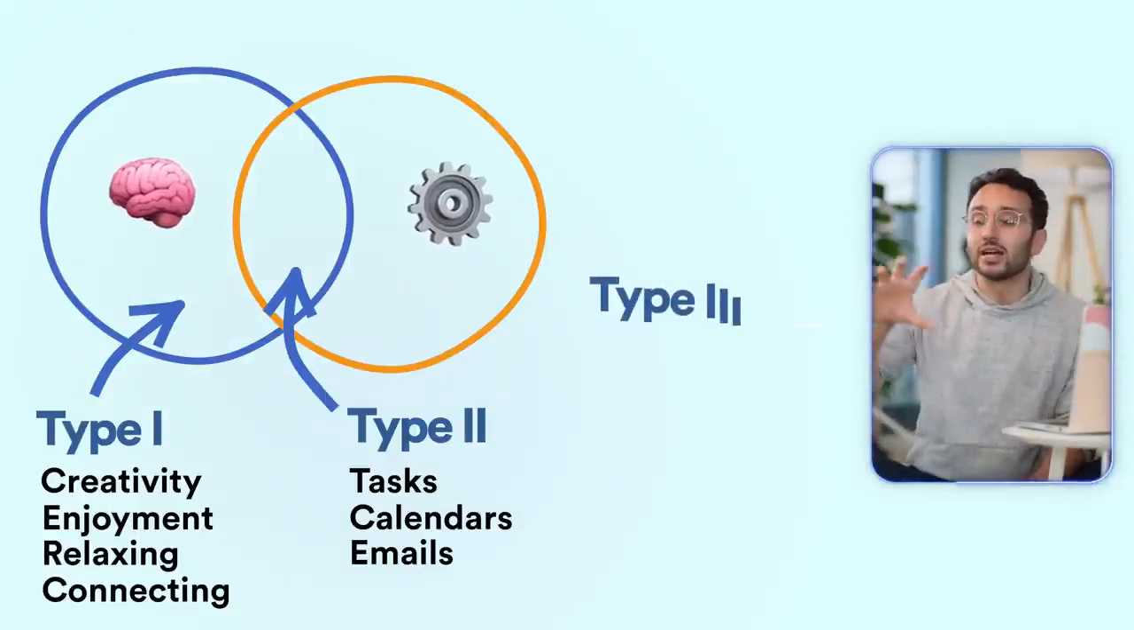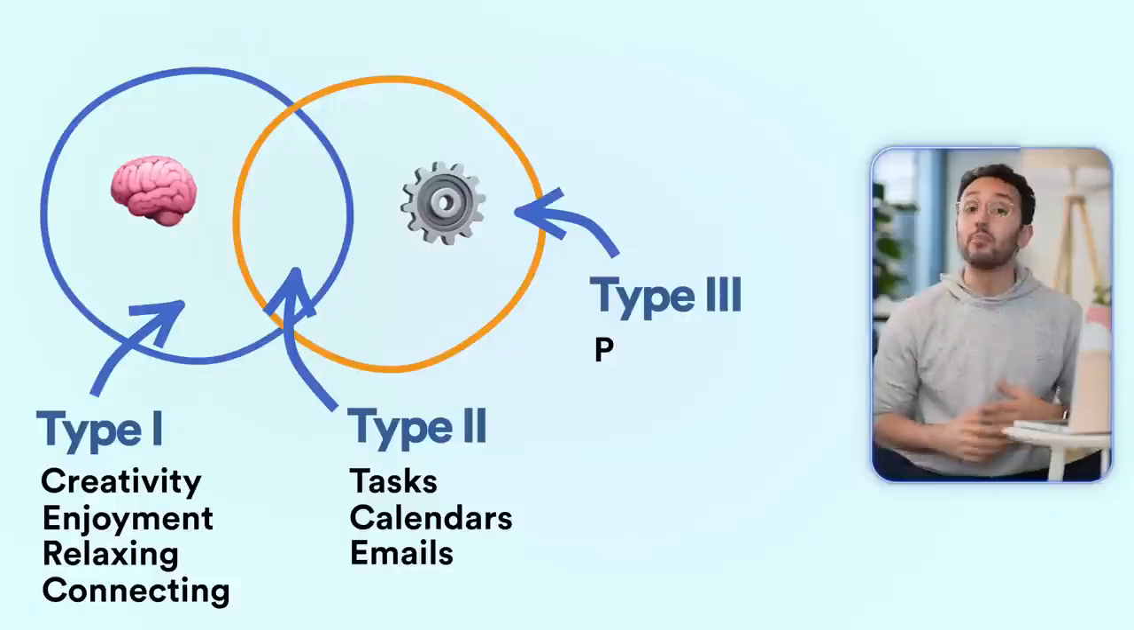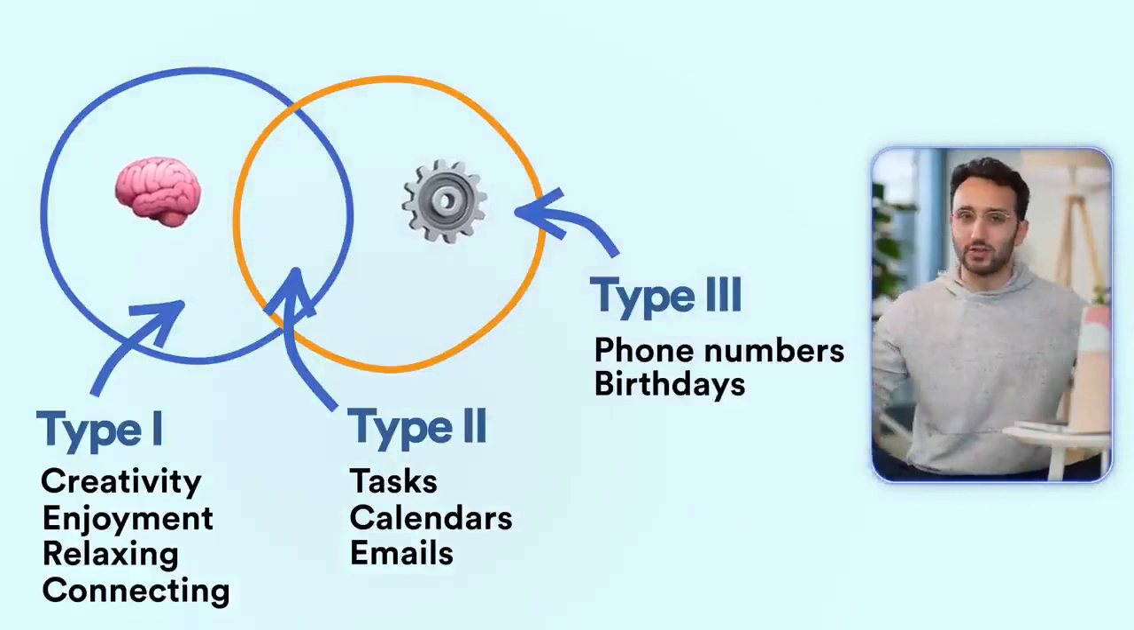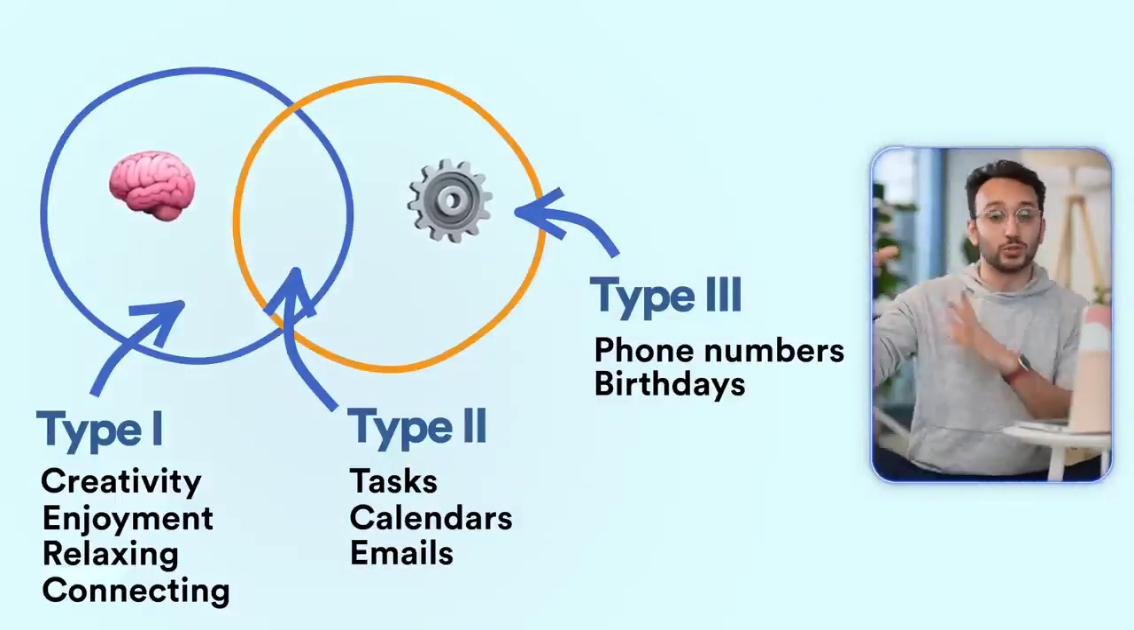And then thirdly, there is the type 3 stuff, the stuff that we definitely should be using some kind of system for. This generally involves remembering information that is not directly connected to the things we actually care about. So for example, memorizing phone numbers is a bit of a waste of time. In a way, memorizing a lot of people's birthdays, a bit of a waste of time. You can just outsource that to a system like a calendar.